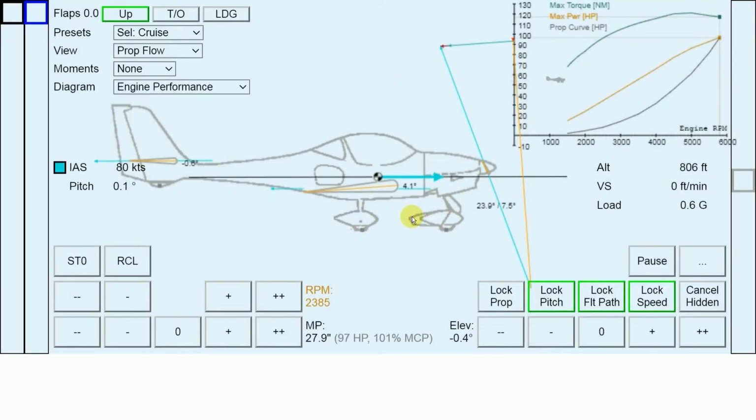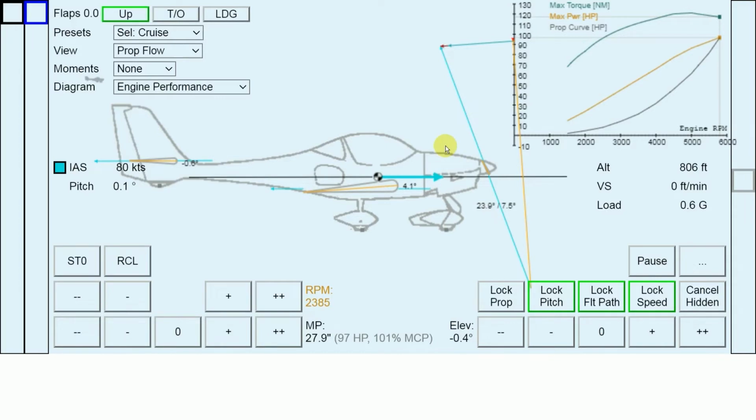To appreciate the value of a constant speed propeller, let's do an experiment that converts our constant speed propeller to a fixed pitch propeller. I have prepared a situation at full power and an indicated airspeed of 80 knots. And I have locked all flight parameters to prevent the aircraft from pitching or accelerating so that we can better compare any changes at the propeller.